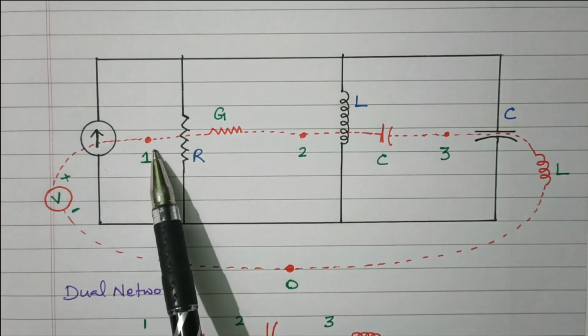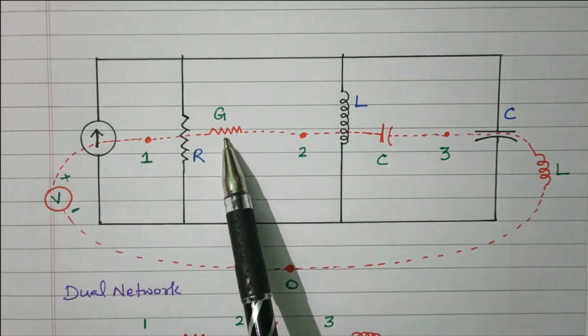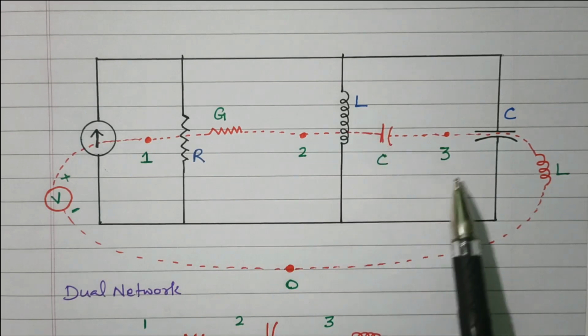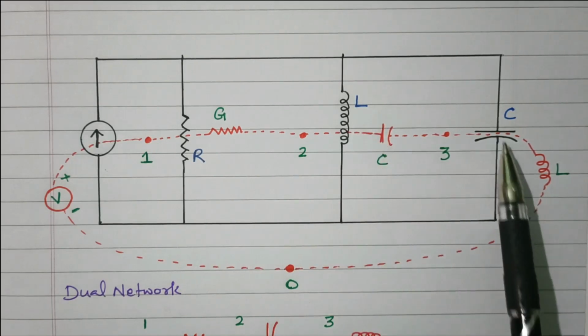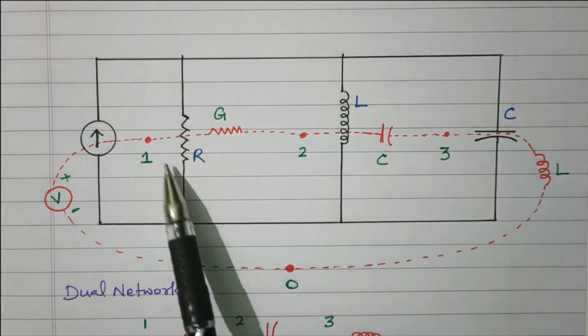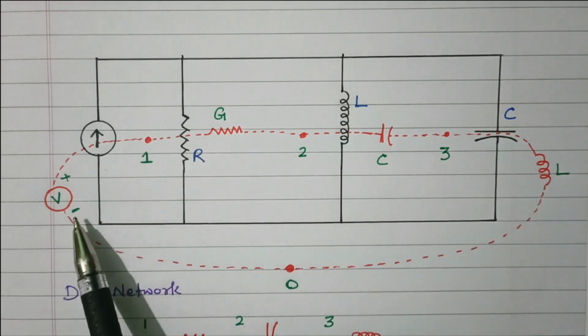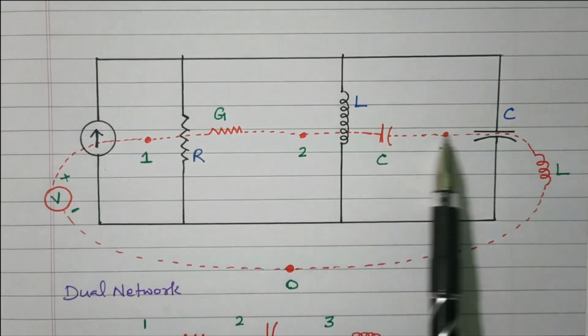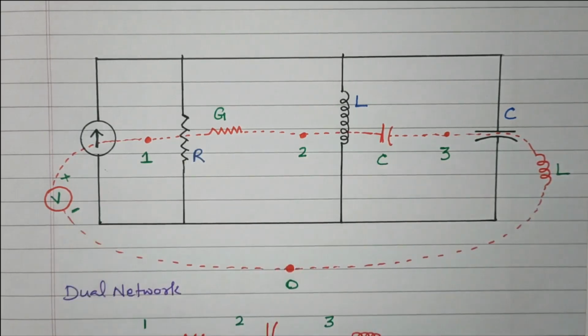So 1 and 2, resistor converted into conductance. 2 and 3, inductor converted into capacitor. 3 and 0, capacitor converted into inductor. 1 and 0, current source converted into voltage source. Now this red color line is nothing but the dual network. Black color is the normal original network.